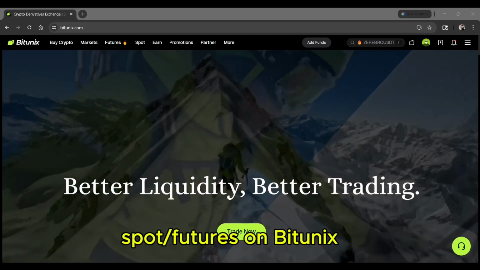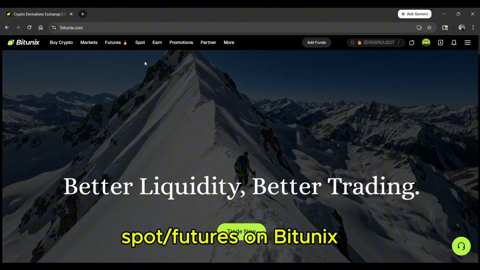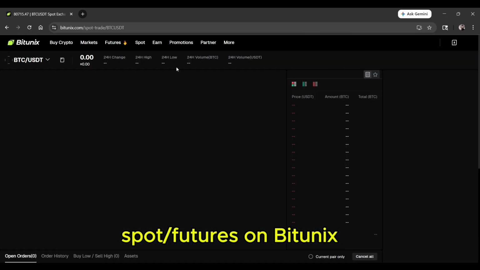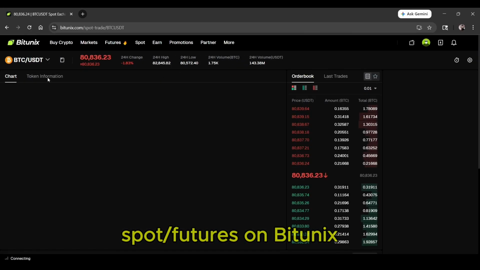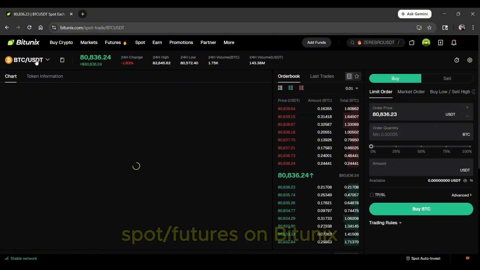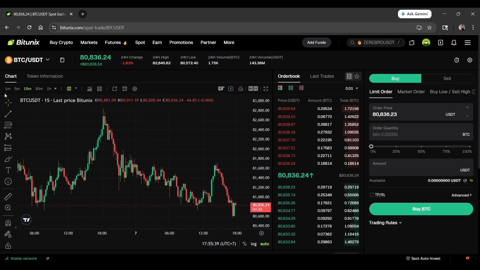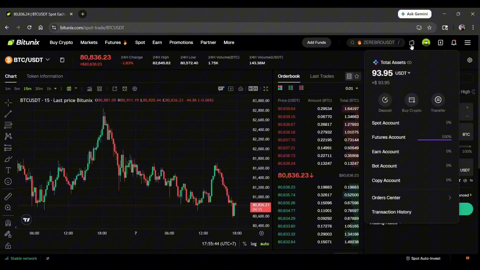Okay, I'm going to quickly cover spot and futures on Bitunix. So let's go to the upper toolbar and go to spot and just click that. And straight away, by default, it's going to bring you to Bitcoin/USDT. Since this is spot Bitcoin, if you buy any spot Bitcoin, it's going to go into your spot wallet. And anytime that it goes into your spot wallet or your spot account, you can actually go and withdraw that into another exchange, or you could withdraw it into your own wallets.